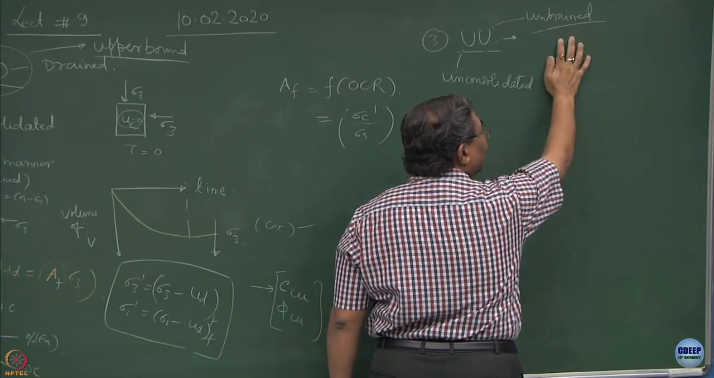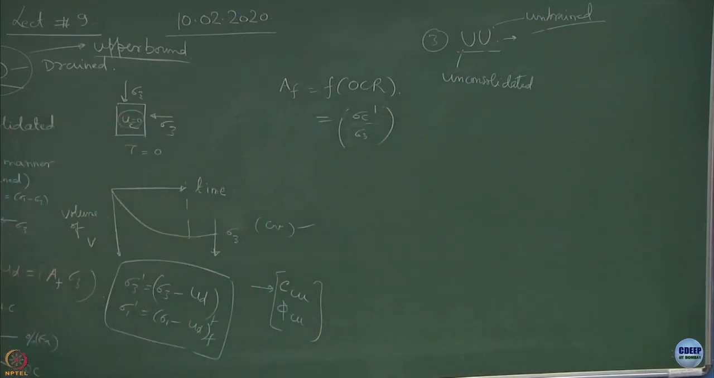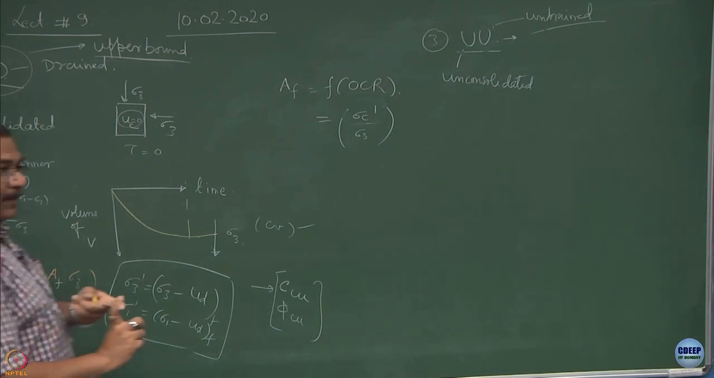So what you are going to get is something known as total stress parameter, undrained total stress. We talked about effective, we talked about CD, and now we are talking about the total stress analysis, clear.